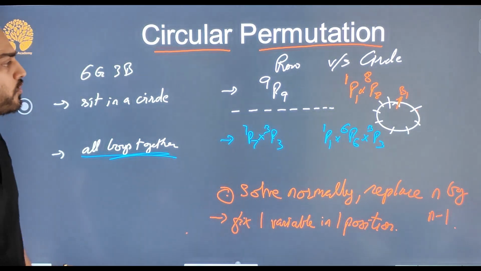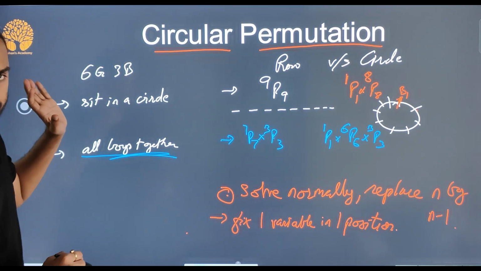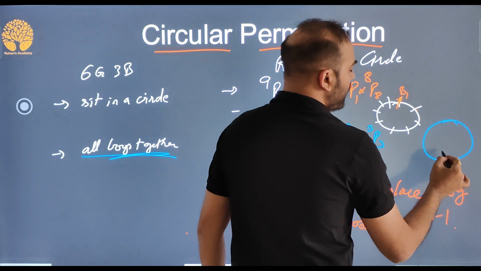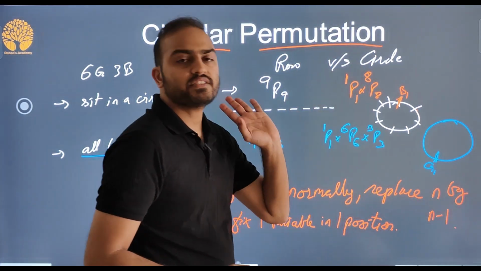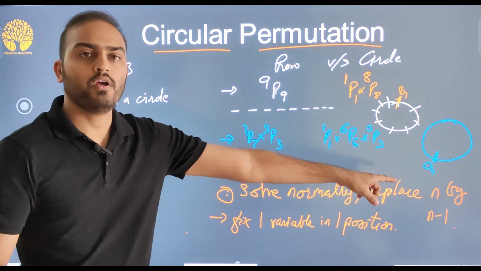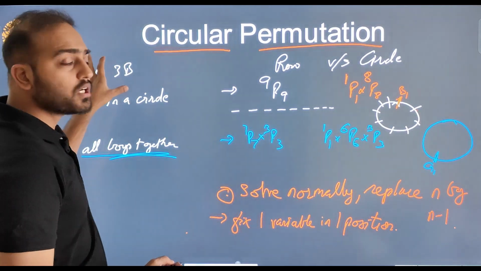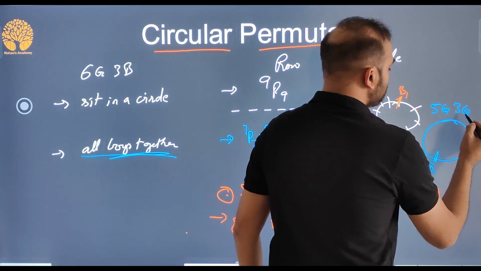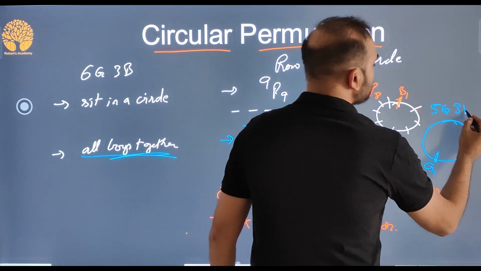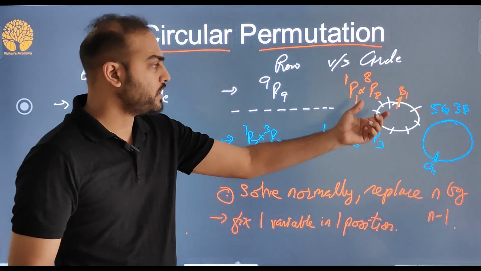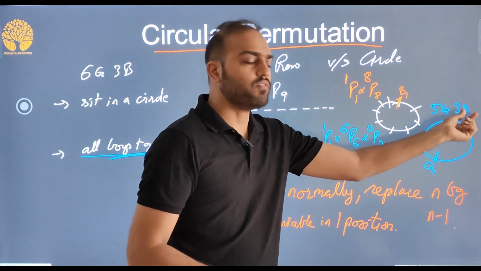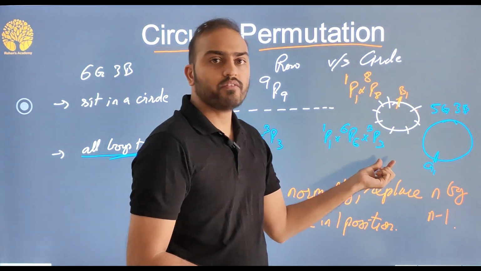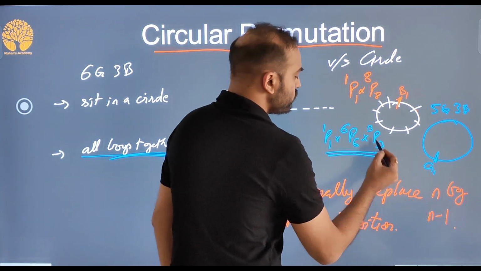Why is that? Because I will fix one girl. Say this is my circle. I will fix girl number 1. That girl number 1 will sit here, and my counting will start from her. So now what do I have? I have 5 more girls left and the 3 boys. The 3 boys I'll combine into one. I have 6 things now, 5 girls and 1 X. That becomes 6P6. The 3 boys will interchange themselves in 3P3 ways. So 6P6 into 3P3.